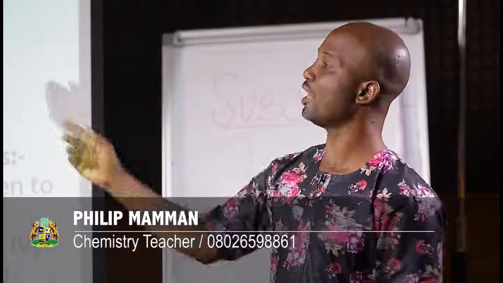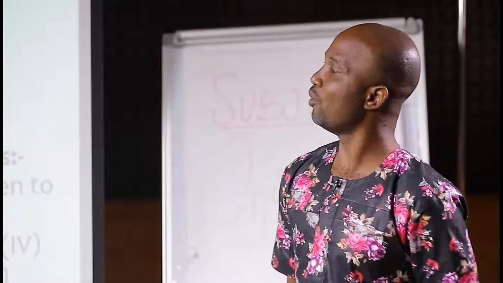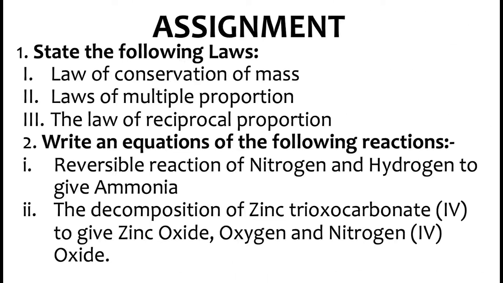Then we will look at our assignment finally. The assignment says: state the following laws. Law of conservation of mass, law of multiple proportion, and the law of reciprocal proportion. Number 2, write an equation of the following reactions. 1, a reversible reaction of nitrogen and hydrogen to give ammonia. And 2, the decomposition of zinc trioxonitrate 5 to give zinc oxide, oxygen, and nitrogen 4 oxide.